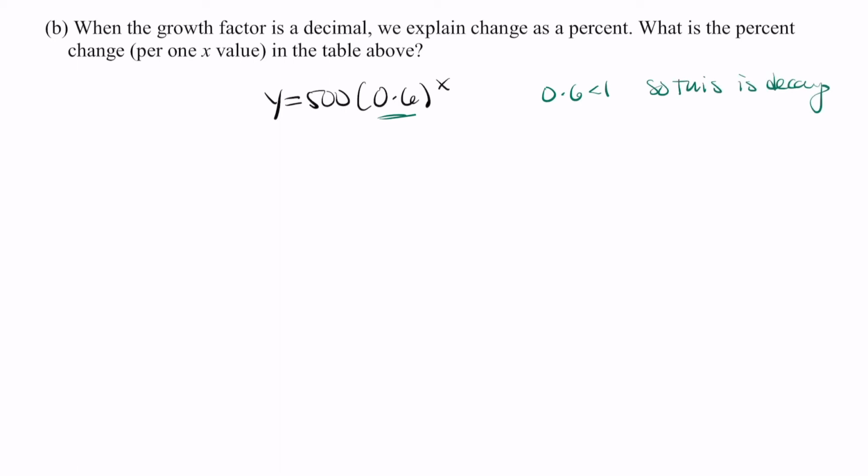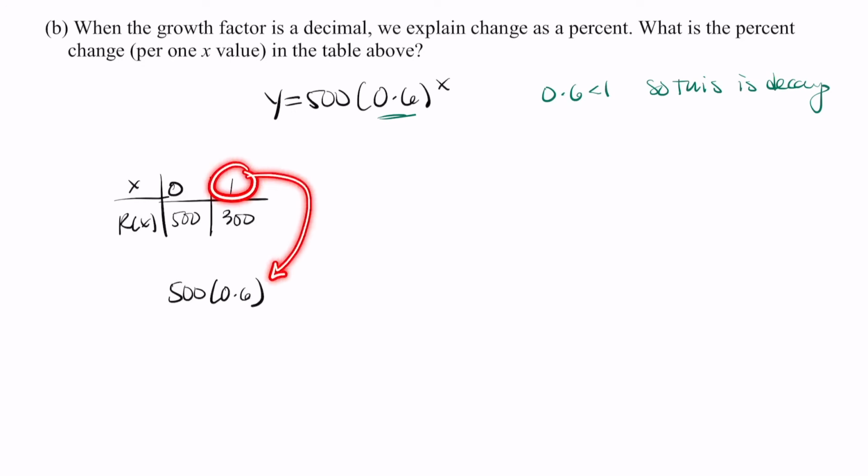Okay, so now what is the percent change? Well, let's look at the first couple values of the table. On your table in your notes, you should have this typed up. So I'm just resketching the first couple values. And we go from 500 to 300. So remember, our equation is 500 times b to the x, and our b is 0.6 to the x power. And here we have to use an exponent of 1. So this is 500 times 0.6.